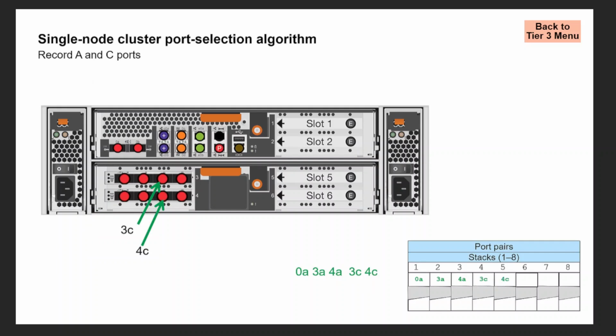Next, write down all the unused C ports. This system does not have an onboard C port, so you record only the C ports on the PCIe cards in slots 3 and 4.